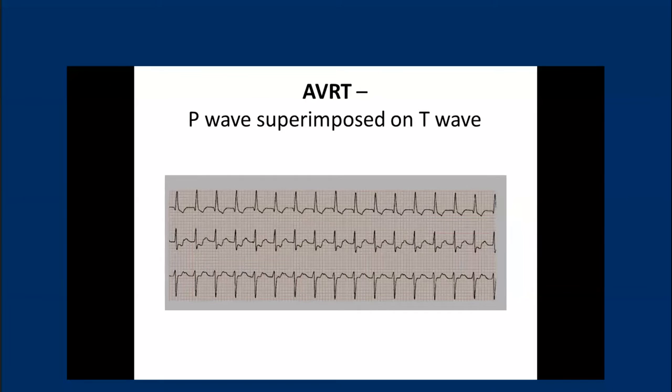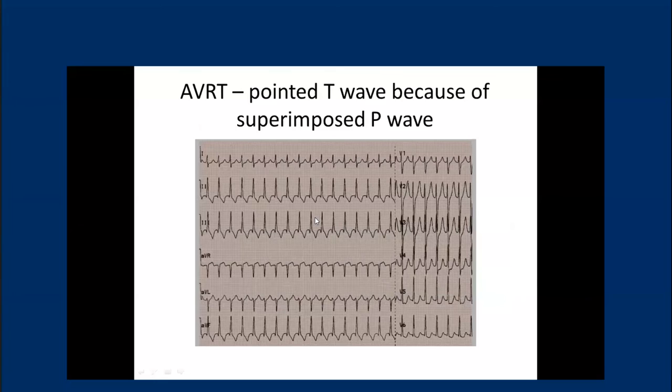This is AVRT, whereby the P waves usually appear halfway between consecutive RR intervals. Usually they change the appearance of the T waves. As you can see here, there is notching on the T waves in this ECG. And in some of the QRS complexes, they can result in pointed T waves, as you can see in this ECG. And comparison with a resting ECG before the arrhythmia ensues is important in these patterns.